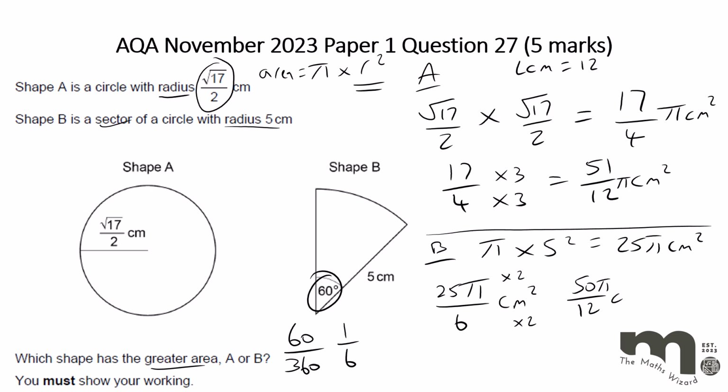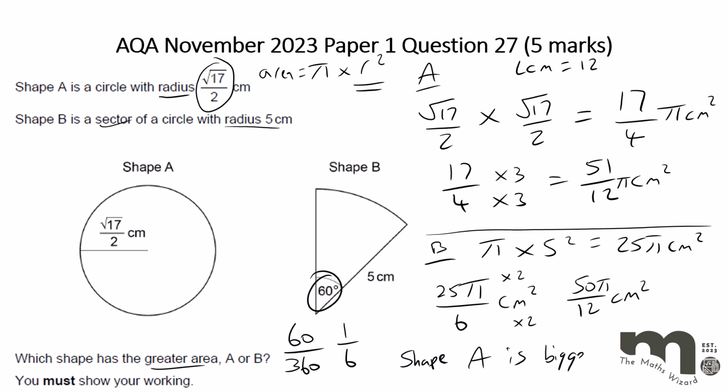And we can now see that shape A is just slightly bigger, because we've got that 51 instead of 50 on top of our fraction. So we can say shape A is biggest. It's a really tricky question here.